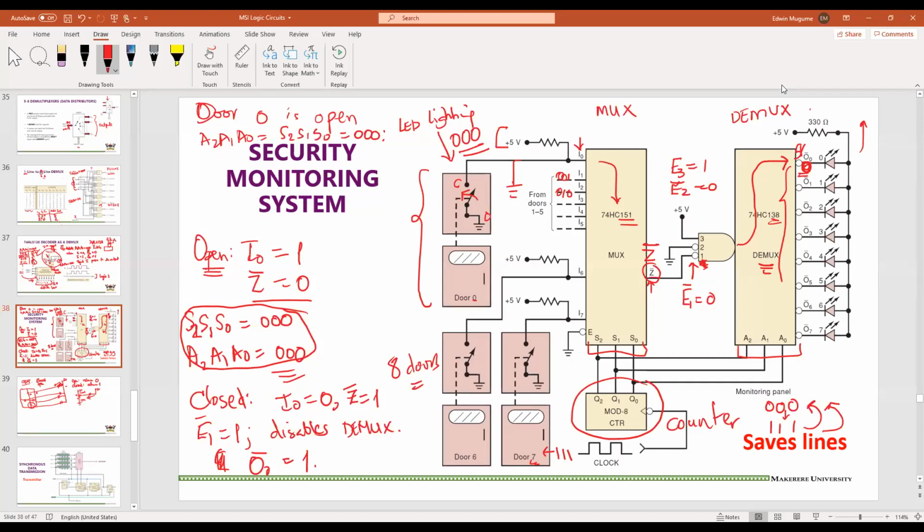However, during the next round, when it is 000, the status of that door will be checked again. And so that can continue like that. If you are looking at the panel, you will see the LEDs blinking, coming on and off. It comes on when that door has been selected. If it is door 0, it comes on when the counter is in the state 000. It will come on again when the counter has gone back to state 000, and so on and so forth.